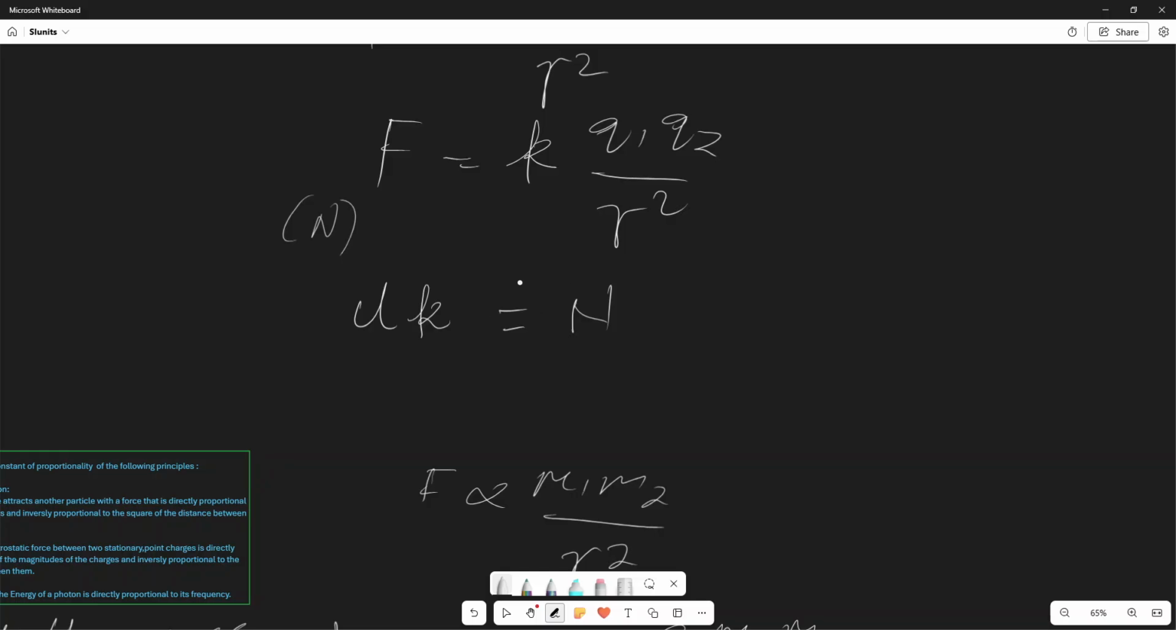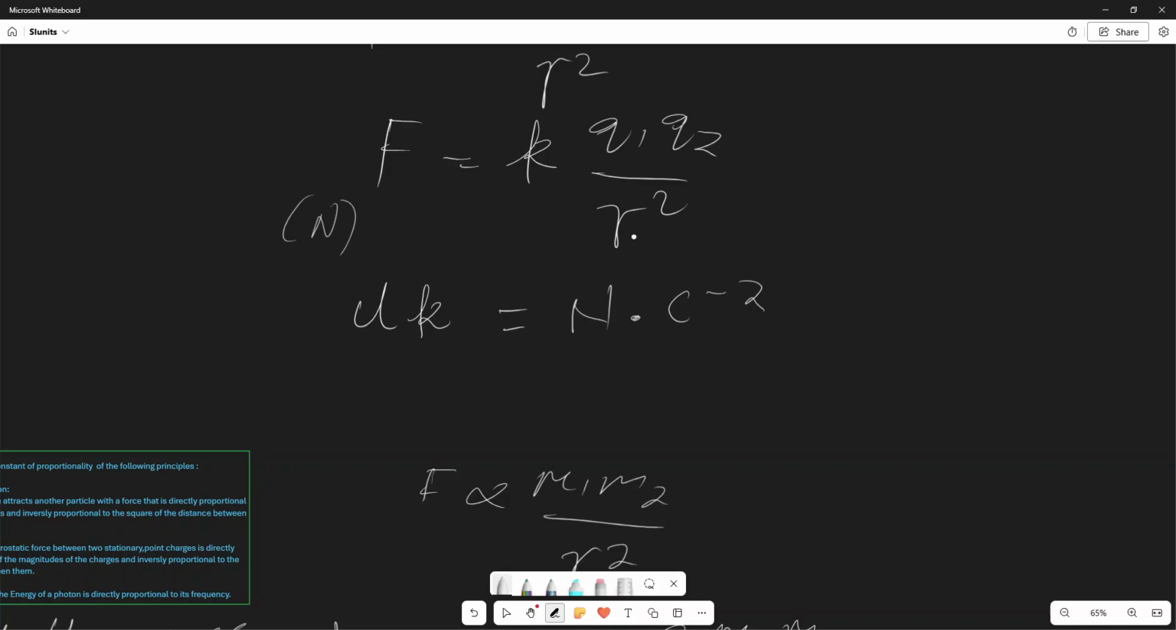Now that K has newtons, at least on the left hand side we have newtons, then on the right hand side we also have newtons. Okay, but the right hand side has this Coulomb times Coulomb, so we only need newtons on the right hand side, not Coulomb squared. So we will introduce Coulomb to the minus 2 to cancel out this Coulomb squared there.